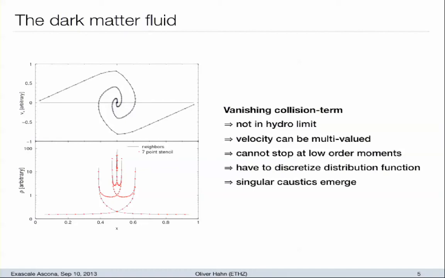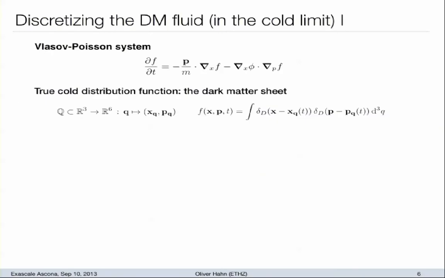So what's hard about this problem? We have vanishing collision terms. So we're not in the hydro limit, meaning we cannot stop at a low order of moment expansion. The velocity field can be multi-valued, can be actually very multi-valued. We have singular features in the solution. And so probably the best we can do is to directly discretize the distribution function, which is, of course, what people have always been doing.